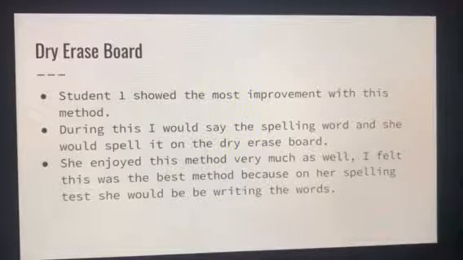So then we used a dry erase board. We did this every time because I saw so much progress with this, and it really helped a lot because this is how she was taking her test. I would say one of her spelling words and she'd have to write it down, and each time it got better. She would just know it right off the bat, and she would be like, this is so easy.